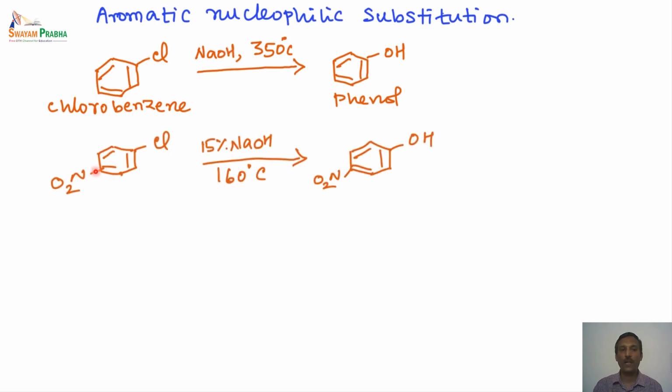And if you have a para-nitro derivative, that is para-nitrochlorobenzene, then instead of a high concentration of sodium hydroxide at high temperature, we can actually use 15% sodium hydroxide at 160 degrees centigrade. That is roughly half the temperature for the unsubstituted system.